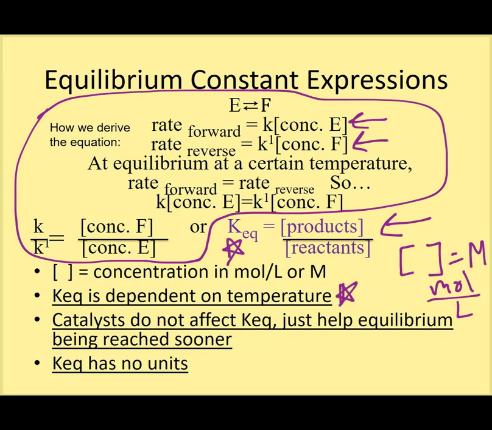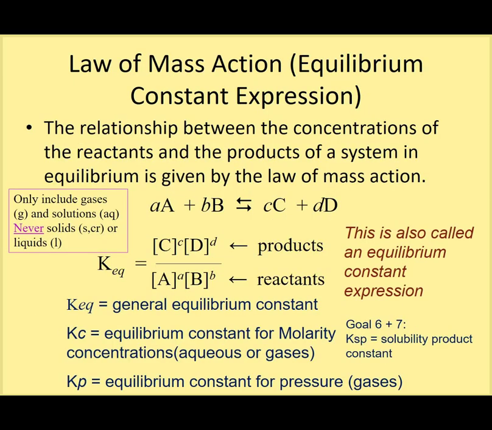KEQ, this equilibrium constant, is dependent on temperature. If you change the temperature, then your equilibrium constant will change. Catalysts do not affect the equilibrium. They just help you get to equilibrium faster. So that's a little bit different. When we were talking about rates, the catalyst does affect the rate. It helps it go faster. But as far as equilibrium constant expressions, it doesn't change our equilibrium constant. And one thing that you should know is that the equilibrium constant has no units, so it's just a number. Another name for equilibrium constant expression is the law of mass action.